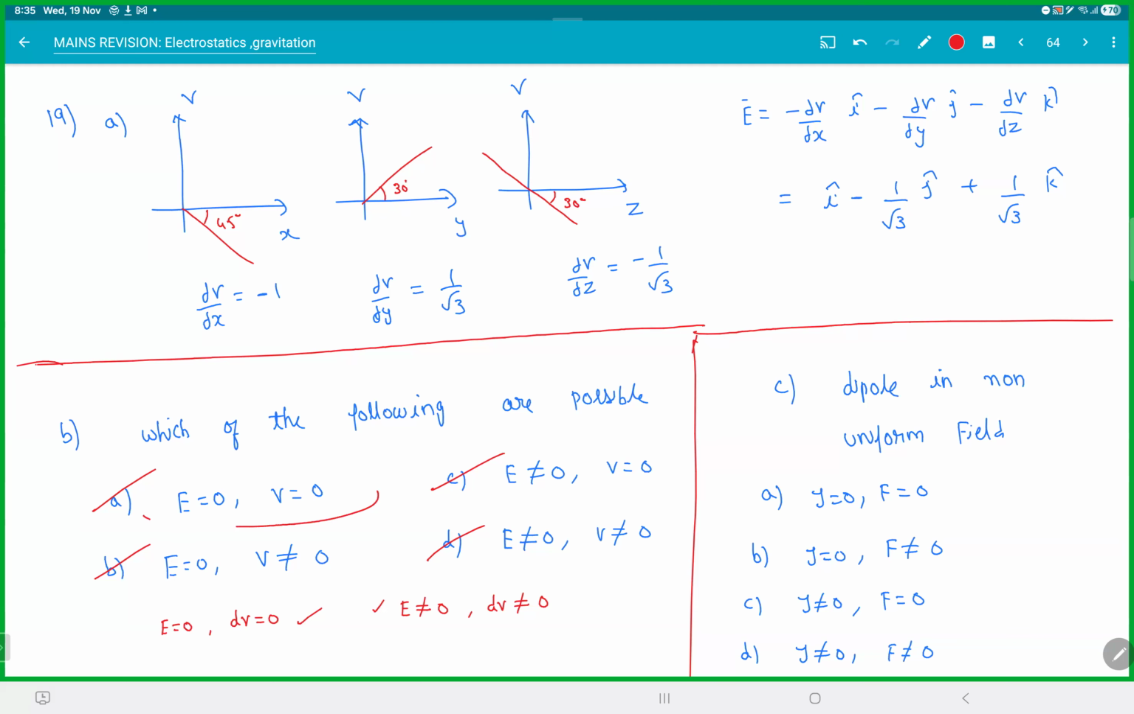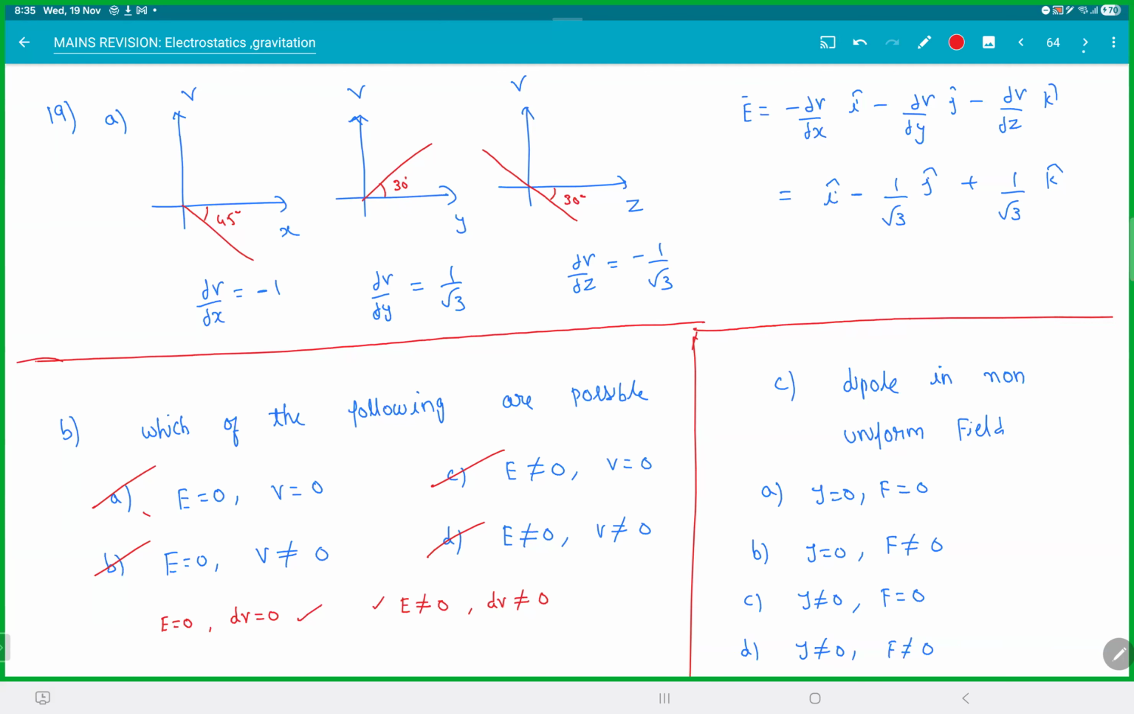E 0, V 0 is fine. When you have no charge, that is possible. Can you tell me a situation where you have E 0 but V not 0? Inside a hollow spherical shell. Inside a hollow spherical shell, field is 0 but potential is not 0. Where will be V 0 but E not 0? If you take a plus q and minus q, at the center potential is 0 but the field is not 0. Are you getting it? Because potential is a scalar quantity, so you can play around like this.